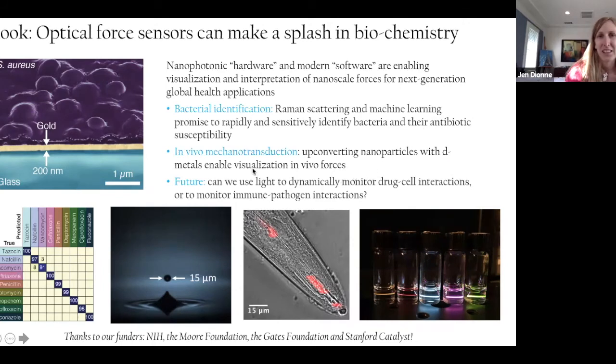I talked about Raman scattering and machine learning to sensitively detect bacteria, and then also discussed COVID assays. And I apologize that I did not update my outlook slide. This was from an older talk, but I do have one version of the talk that also includes feeding worms nanoparticles to measure forces, which is kind of fun.